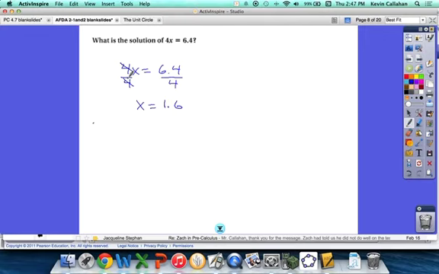Now, if you looked at that 4 over 4 and said, well, that's 1, that's 1x, that is absolutely correct. But what is 1 times anything? The answer is it's that same thing back again. So you should not leave your answer with a 1 times x, right? Just write x equals 1.6.